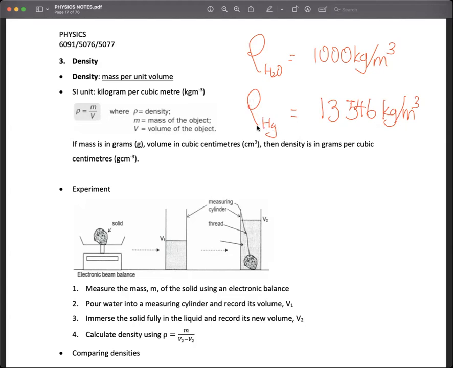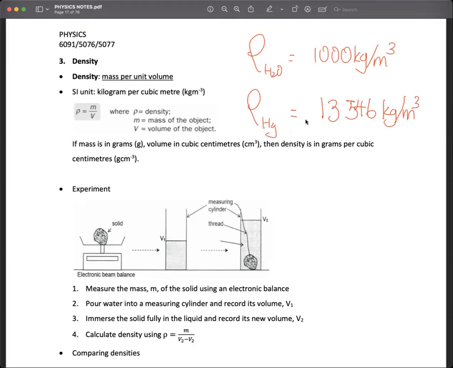Okay, that's for the density of mercury. So all mercury has the same density. All water has the same density of 1000 kilogram per meter cube. Why do I use mercury? It is because later on when we talk about liquid pressure, we're going to use this quite often. Clear so far? Okay, next thing.